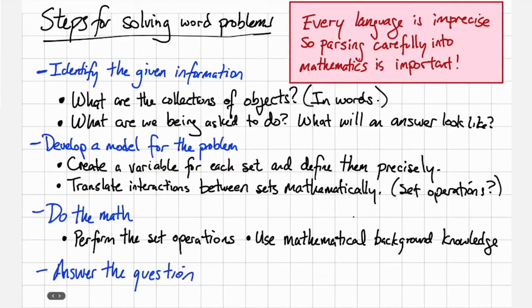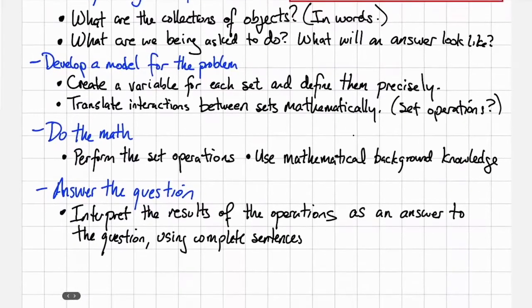Now that everything is precise, go ahead and do the math. Perform those set operations. You may have to use some of your mathematical knowledge, some of the things you know about integers and ways in which the real world works, and put them all together to figure out what the mathematical answer to your question is. And finally, once you have that mathematical information, you need to go back to what the original question is and make sure you answer it carefully. You need to interpret the mathematical results as an answer to the question, making sure to use complete sentences.